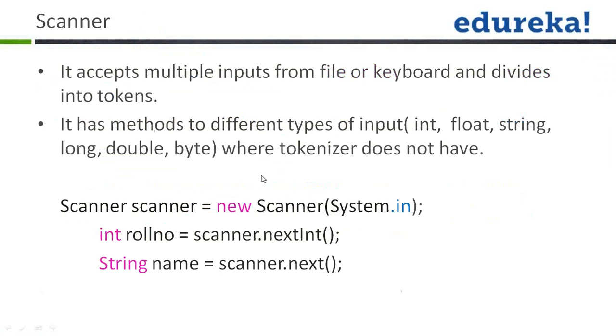Now this is the best thing. This one is the best method to take an input in Java. It accepts multiple inputs from file or keyboard and divides them into tokens on its own. It has methods for different types of inputs like integer, float, string, double, long, byte, anything. It has different methods for different types, whereas tokenizer does not have it. For Scanner, you make the object of the Scanner class, new Scanner, and you pass System.in within that. When you have to take an integer value, rollNumber equals scanner.nextInt. If you have to take a string value, name equals scanner.next, simply like that.